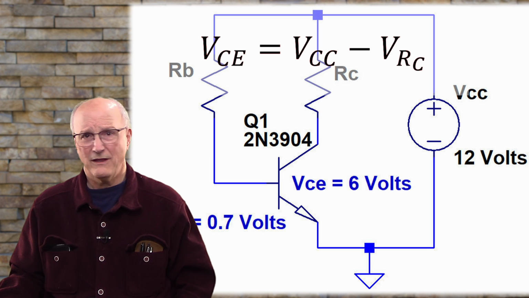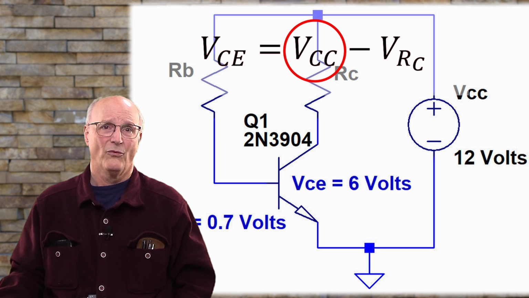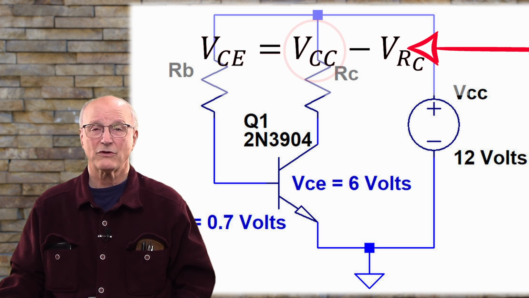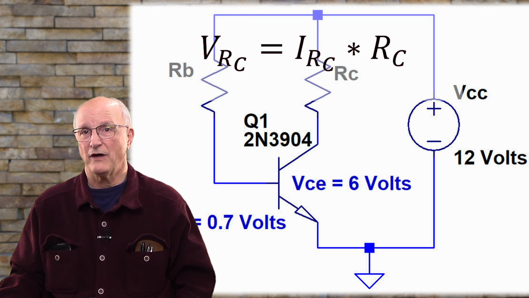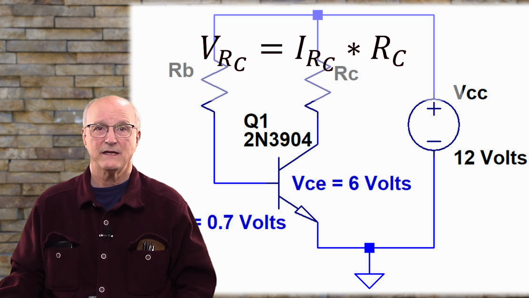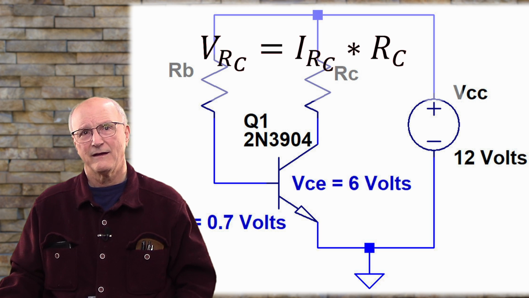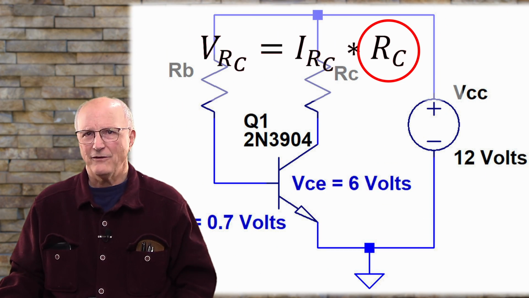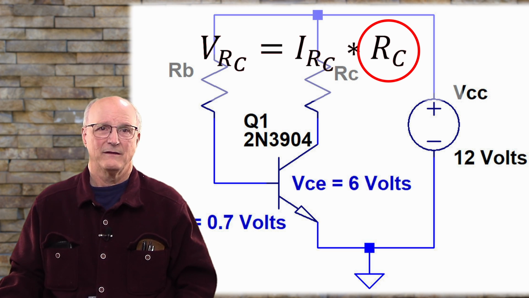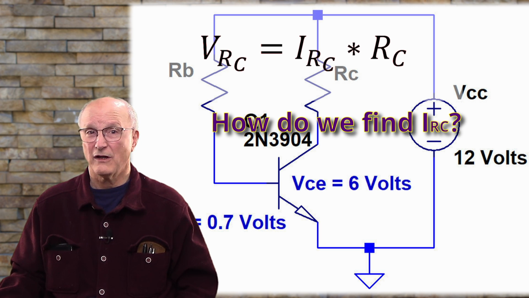This gives us VCE is equal to the power supply voltage minus the voltage across the resistor. Unfortunately, the only thing that we know at this point is the power supply voltage. We need to calculate the voltage across the collector resistor. So we drop back to Ohm's law, which tells us that the voltage across the collector resistor is equal to the current through it times the value of it. Again, we're faced with only knowing one thing, the value of the collector resistor. So we have to ask, how can we find the current through the collector resistor?